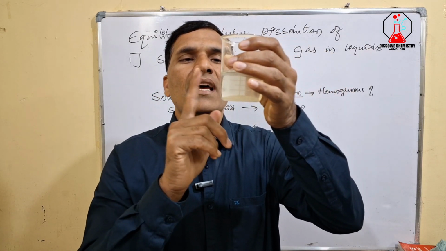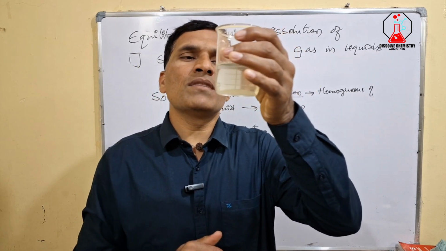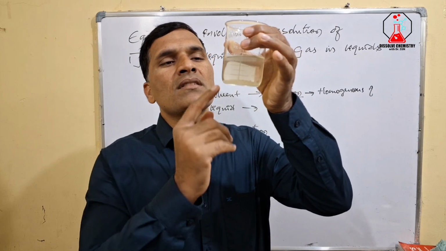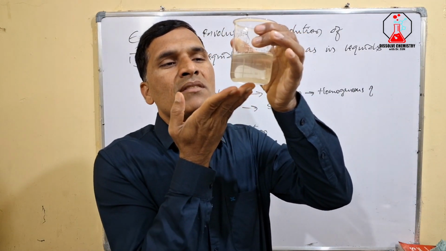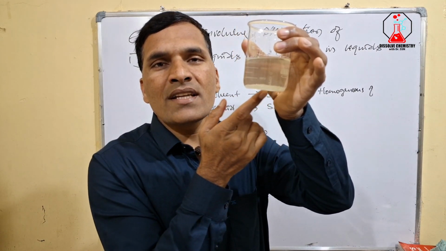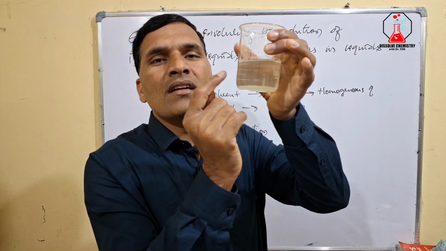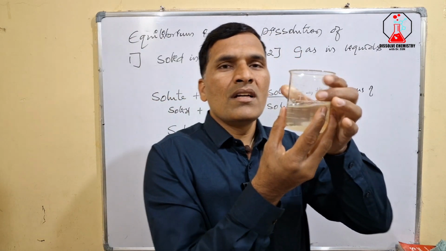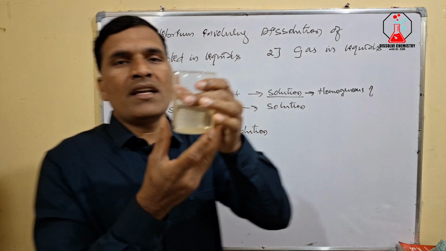Solution has reached a saturation point, meaning what? No further dissolution of the sugar is going to be observed. In such a situation, what happens? A dynamic equilibrium is established between the sugar crystals which are in the solid state and the sugar which is already dissolved in the liquid phase. And that equilibrium we call what? Equilibrium involving dissolution of solid in liquid phase.